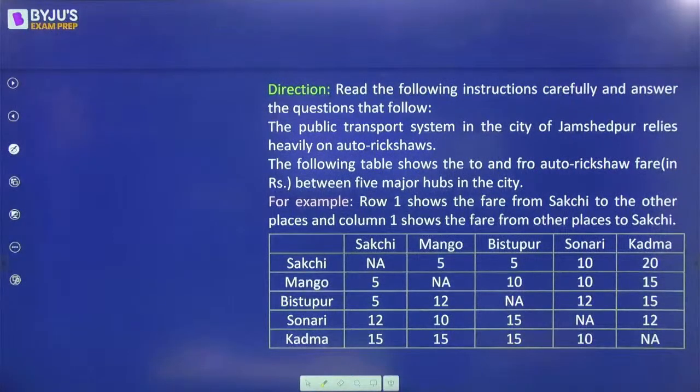Yes, Vinny, you don't have to ask. Whatever we are teaching you, it will be helpful for every examination that has quant and LRDI in it. Now, all the students quickly give me a confirmation once you have drawn the table.